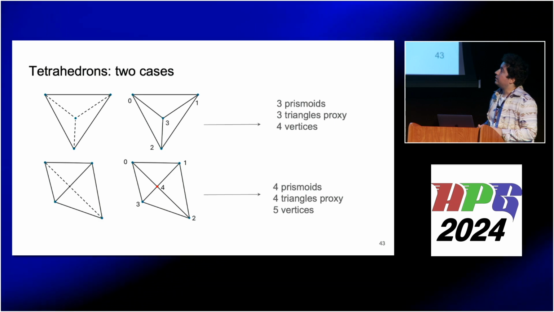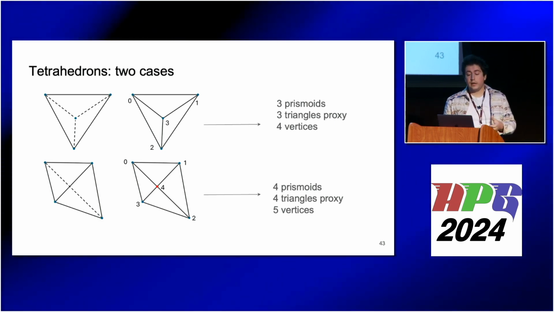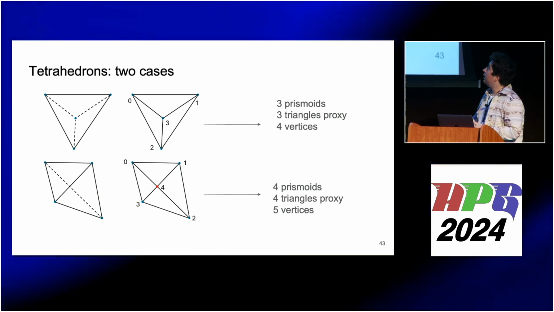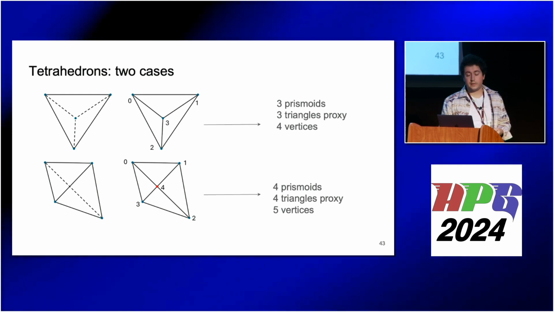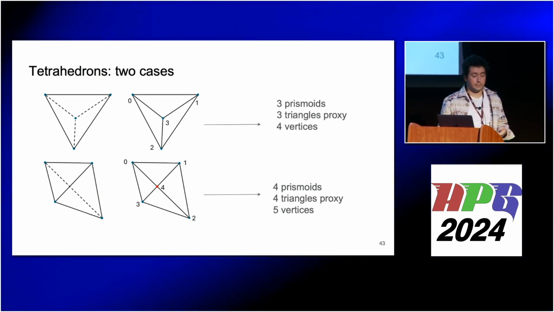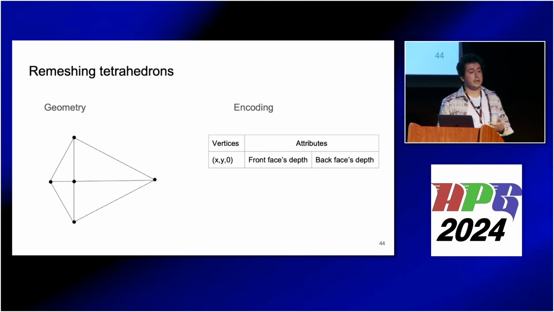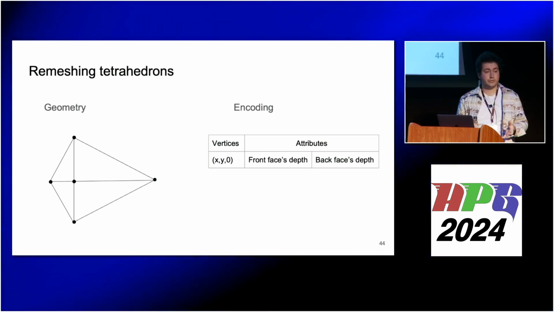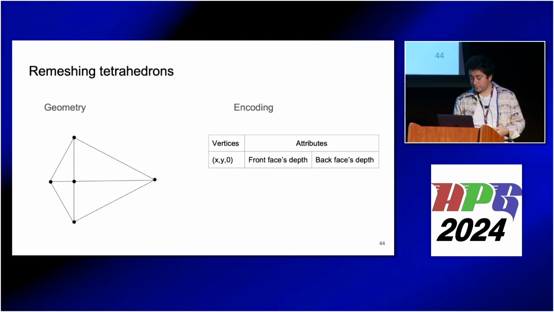One case is where the tetrahedron presents as a footprint of a triangle in screen space, and in this case, you only create 3 prismoids. And one other case where it presents as a quad in screen space, and then you have to create 4 prismoids and 4 triangle proxies. And then you encode your geometry, as I mentioned earlier for the prismoid: x and y, and then z at 0. And then you encode the front faces depth and the back faces depth.